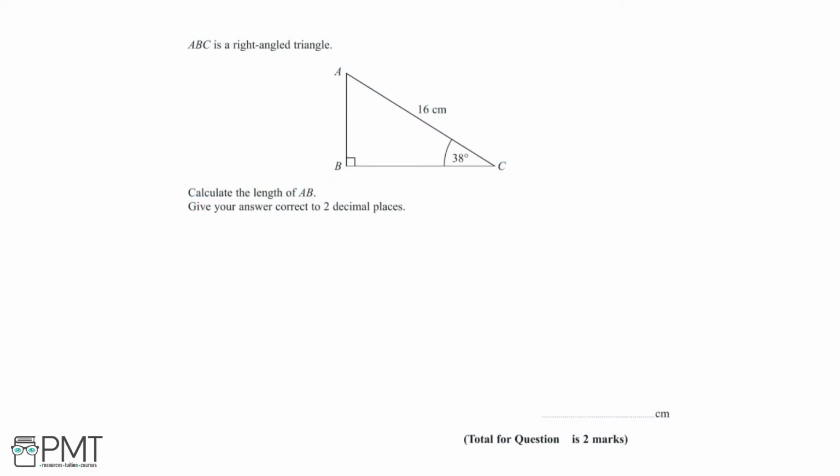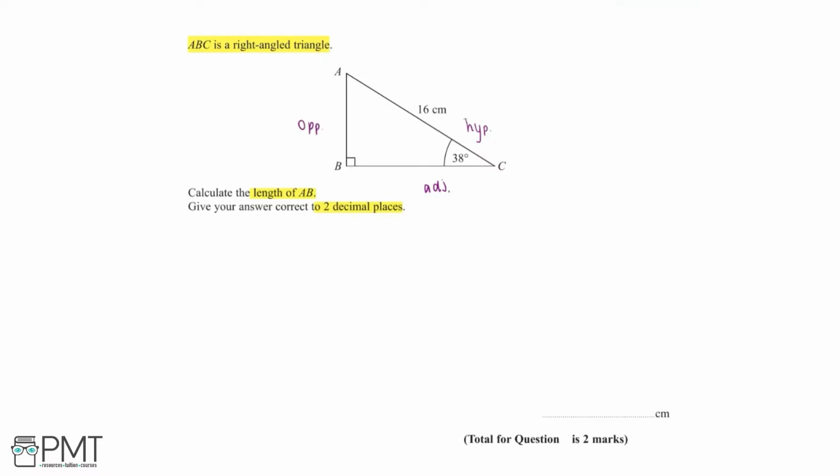In this question, we're told that ABC is a right-angled triangle, and we need to calculate the length of AB, giving our answer correct to 2 decimal places. Now when we have a right-angled triangle, we can use trigonometry to find the length of missing sides. We have the angle 38 degrees, and so we can label each side. Line AC is the hypotenuse, line BC is the adjacent side, and line AB is the opposite side.